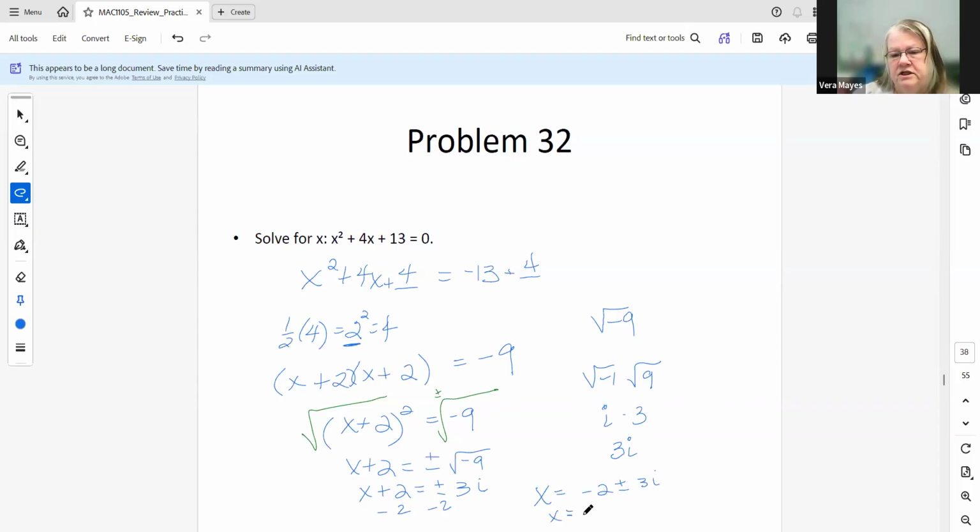So our two solutions are negative 2 plus 3i, and negative 2 minus 3i. So there's our two solutions on this one. It would not have factored because we've got this i term. We could have used the quadratic formula on it, but completing the square worked nicely since this was a 1 and this was a 4, a nice even number.